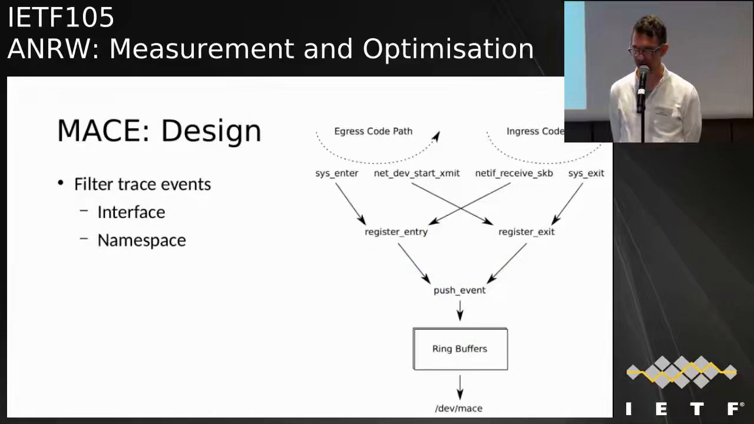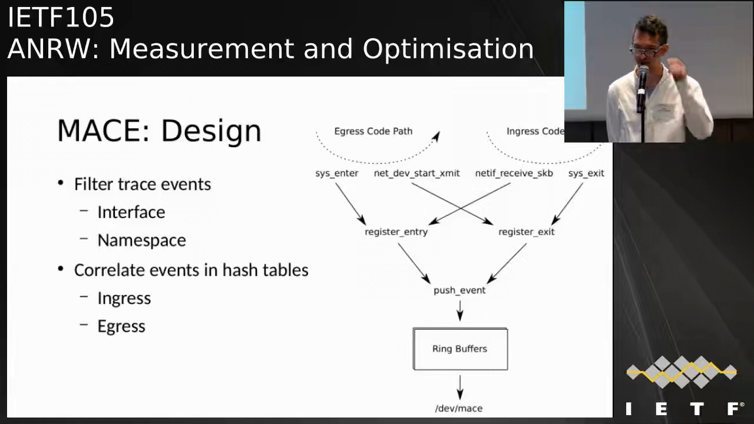Essentially, we have packets egressing and ingressing the virtualization system at the top, and these packets trigger the trace events. The four trace events that we are actually probing are listed next: sysenter and then netdev_start_xmit for the egress path. What we do is filter these events. We only register events on particular interfaces that we care about, and also only in particular namespaces that we care about. So we're already doing some data reduction at that level.